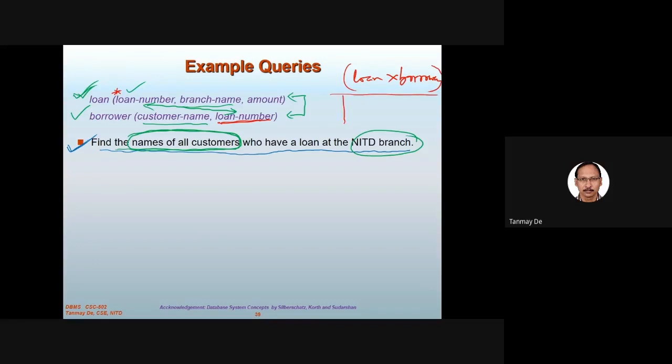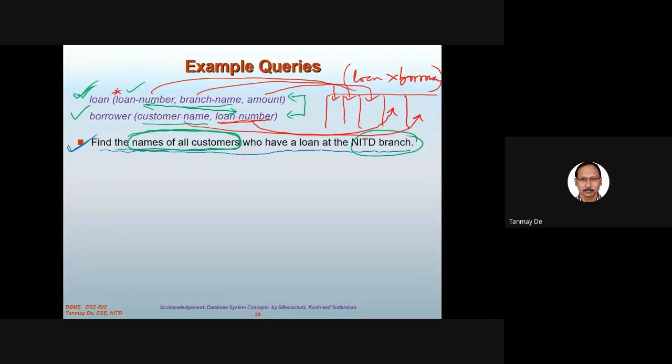How many columns are there? Three columns from the loan relation. This one is here, this one is here, is it? This one is for here. Similarly, the customer name is here and the loan number is here.